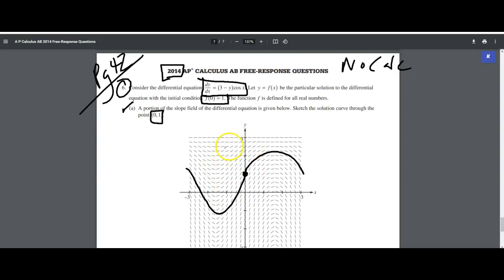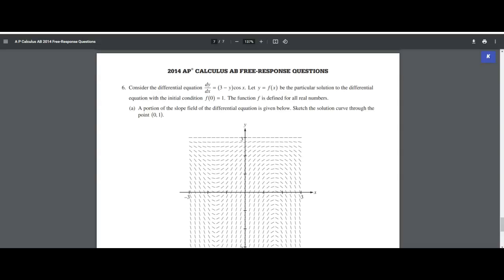All of these slopes represent all the different possible slopes given by this differential equation. But with this initial condition, that is the particular solution that would result. Okay, so that is sketching a particular solution. Let's see how they would grade that.